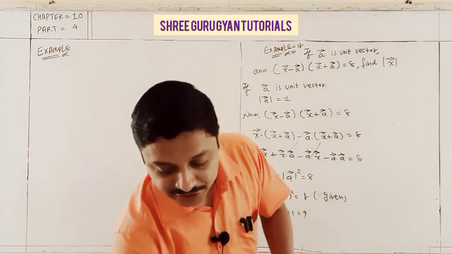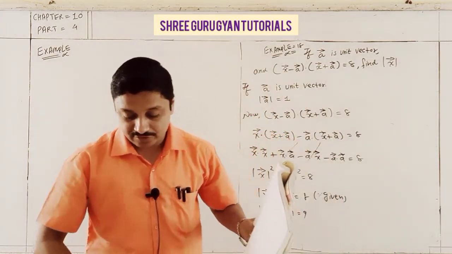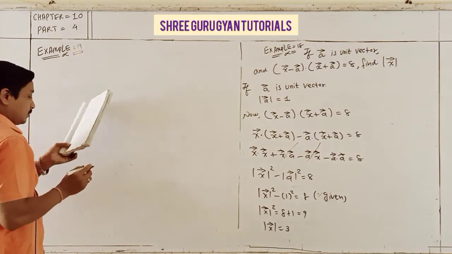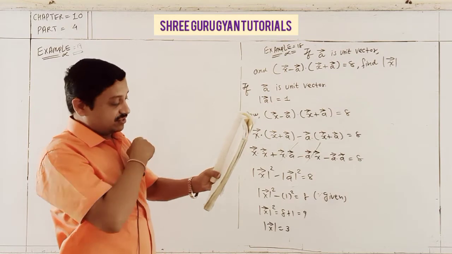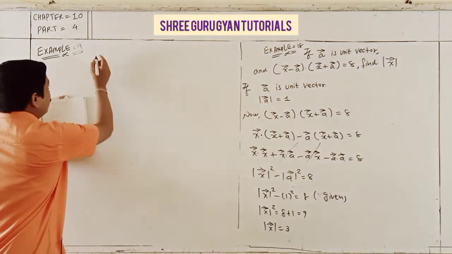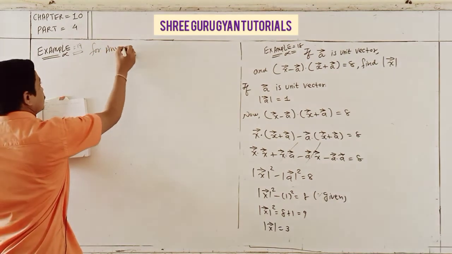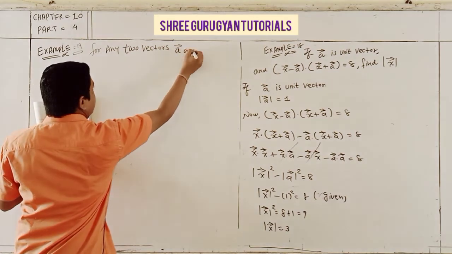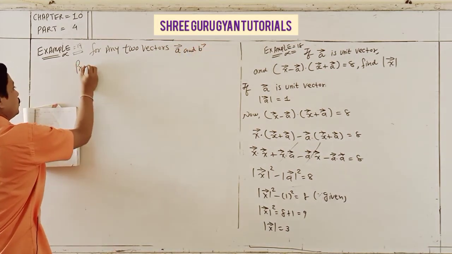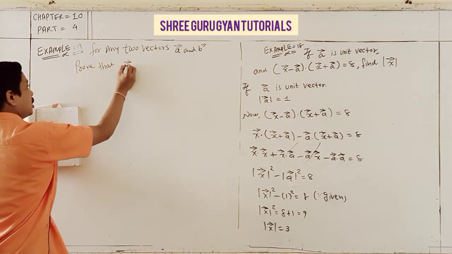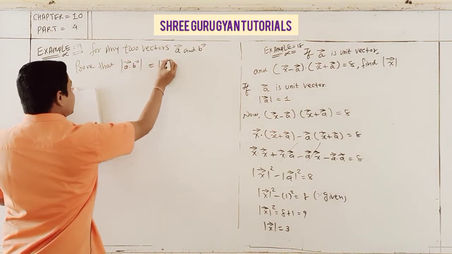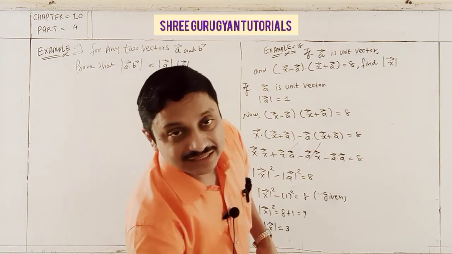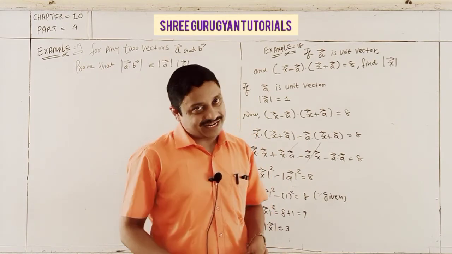Example number 19 and 20 are both important for board exam level. The question is: for any two vectors A and B, prove that the dot product |A dot B| is less than or equal to magnitude A times magnitude B. It is called the Cauchy-Schwarz identity. Yes, this statement is called the Cauchy-Schwarz identity, students.